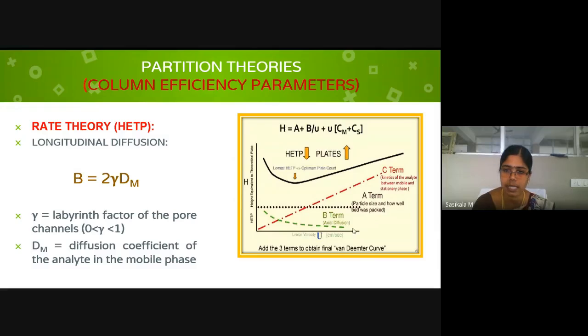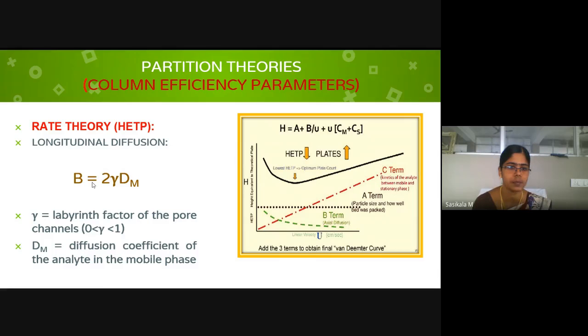This is the axial diffusion. Instead of vertical diffusion, axial or longitudinal diffusion occurs, and B is calculated by 2 gamma Dm. 2 gamma into Dm. What is gamma? Labyrinth factor for the pore channels, that depends on the pores present inside the column for diffusion, and that is explained with gamma. Dm is the diffusion coefficient of the analyte in the mobile phase. M represents mobile phase, D represents diffusion coefficient. Diffusion coefficient of the analyte in the mobile phase, how much your analyte is diffused in the mobile phase.